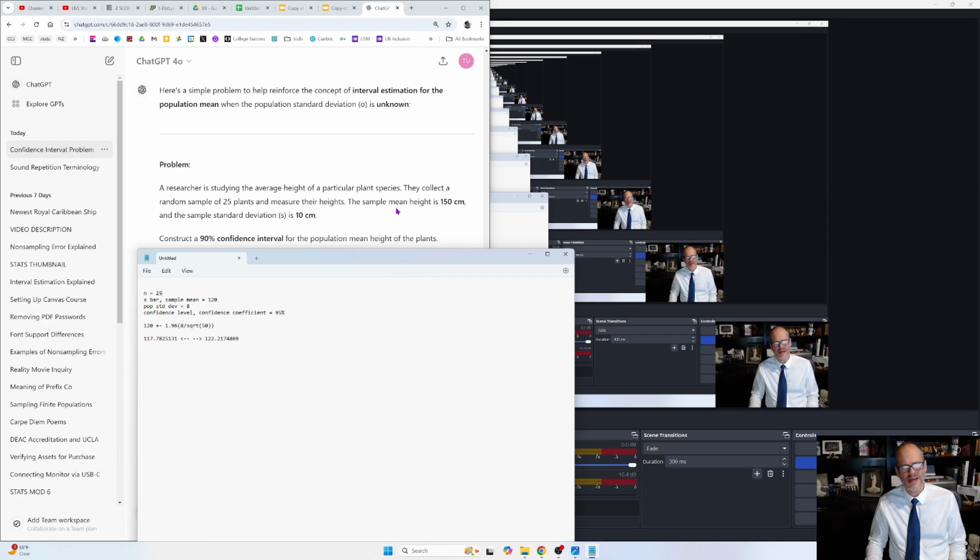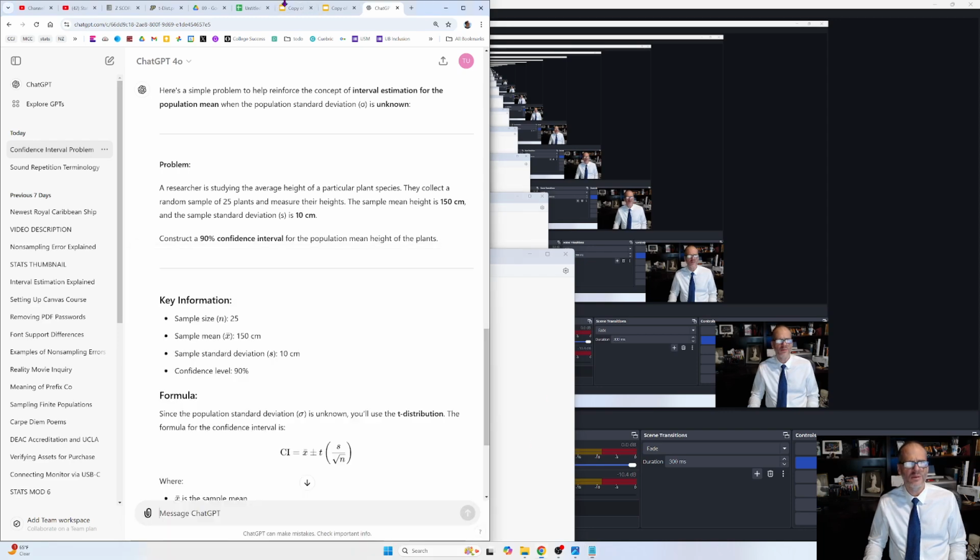The sample mean height is 150 centimeters. So we got 150 for our sample mean. And the sample standard deviation, so we're going to change this to sample. Standard deviation is 10 centimeters. Construct a 90% confidence interval for the population mean height of the plant. So we're going to go with 90% there. And then we will change this down here. And so we're going from 150 plus or minus.